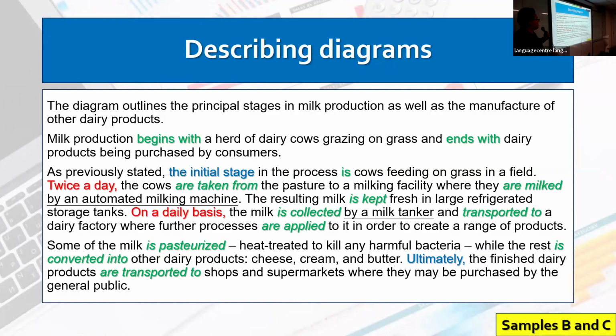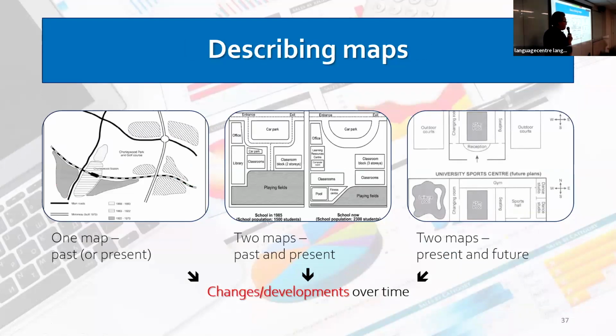Okay, in the IELTS writing test, apart from describing a diagram, another common task type would be to describe a map. There are three variations. You can be given one map, just one map, but this map will show you the past and present of a state, of a region, or a place. Then you have to trace the development or trace the changes involved.